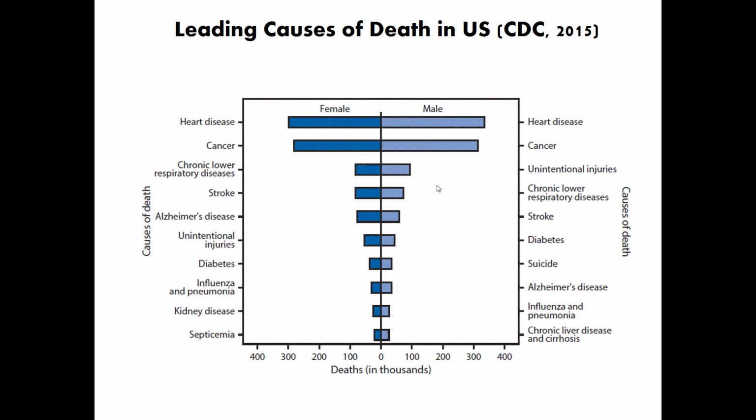So if we're looking at data from 2015 that was collected and analyzed by the Centers for Disease Control and Prevention, we find that the leading causes of death in the United States are attributed to chronic diseases. We've talked about it before. Heart disease is the number one killer in the United States, followed by cancer.